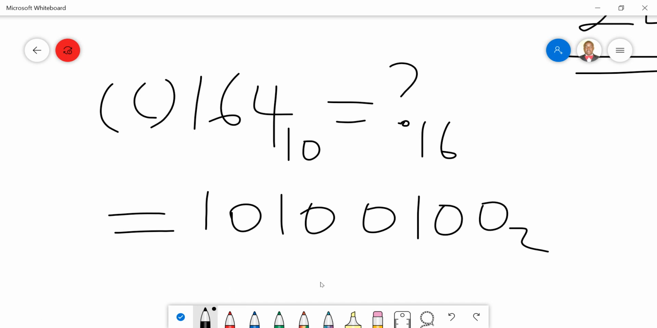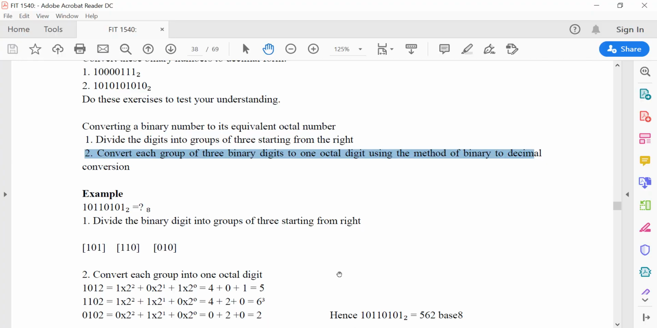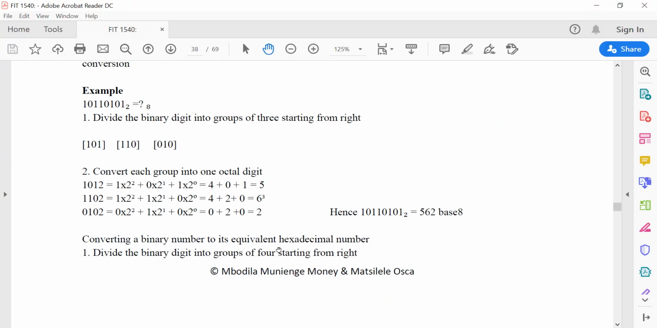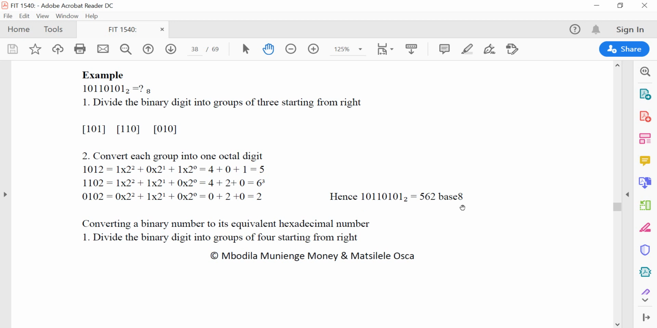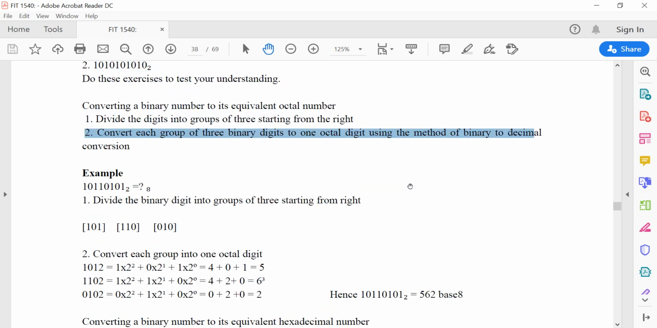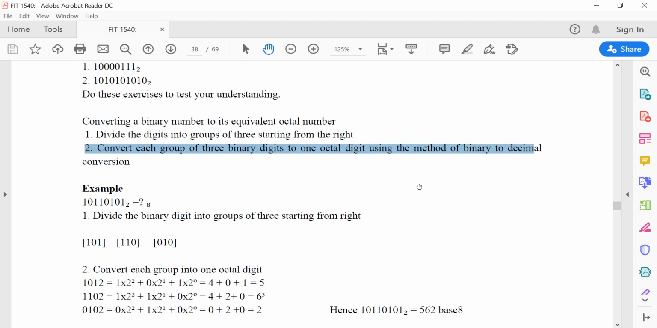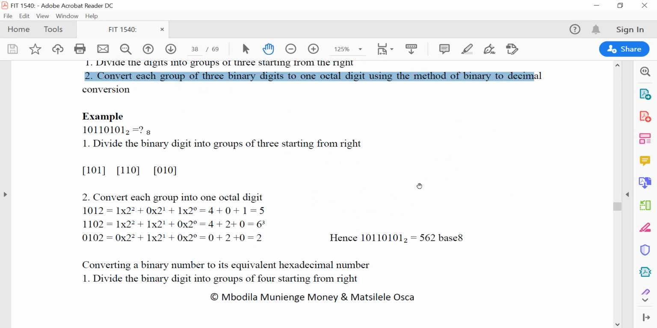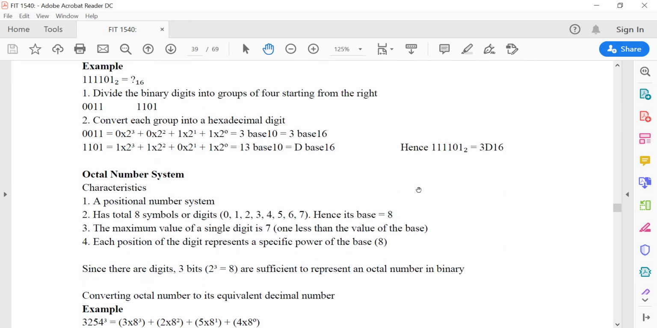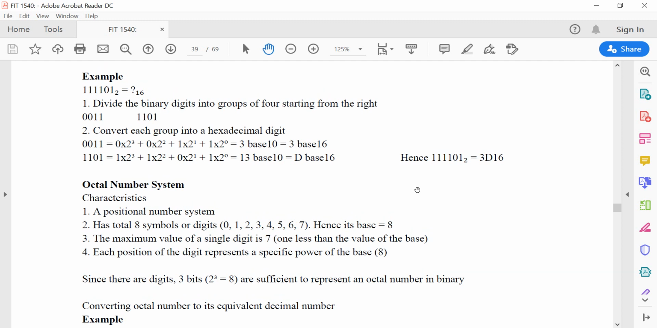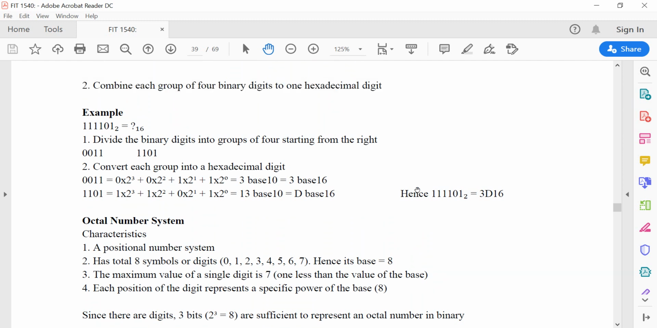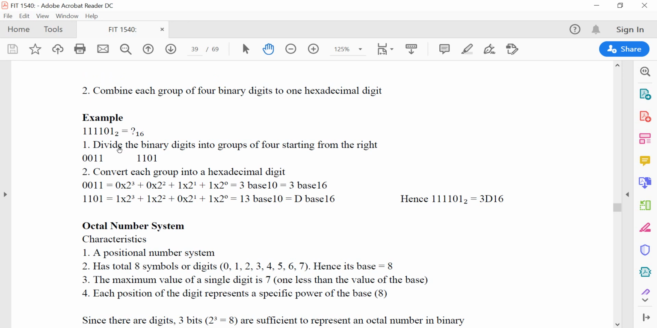So let's just go to the rows. How do we convert this 164 base 10 to base 16? The answer is there. I'm just going to show you from the lecture notes, because the reason why I'm referring to lecture notes is that when you study, you will know where we get it, so that it will also help you. This is the part.